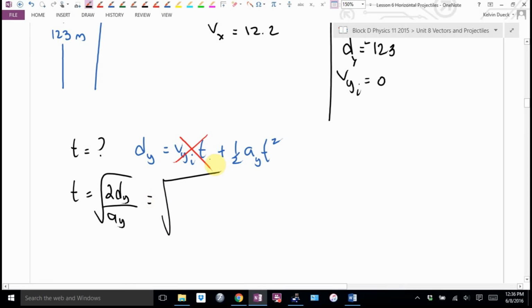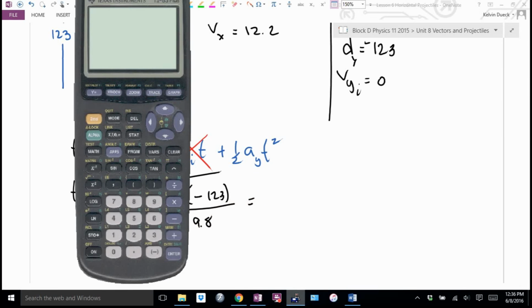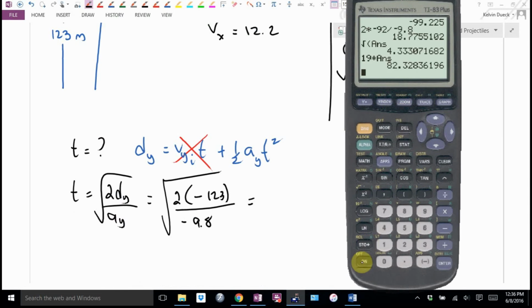Square root. What's dy, Adrian? Negative 1, 2, 3, yes? All over negative 9.8. How long is this in the air for? It's going to be almost exactly 5 seconds, right? Square root of 25.1, that's going to be really, really close to 5. 5.01 seconds?